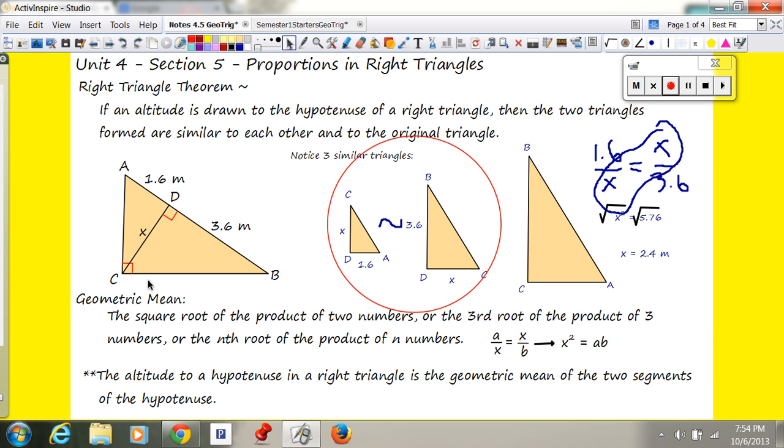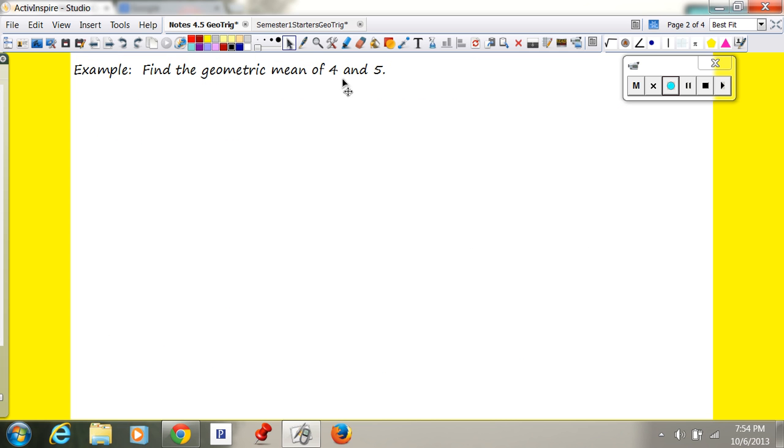The altitude to the hypotenuse in every right triangle is the geometric mean of the two segments of the hypotenuse. This piece is the geometric mean of these two pieces. This piece will break it into proportional sides. So that's why it's a geometric mean. Let's look at a quick example here. Find the geometric mean of 4 and 5.